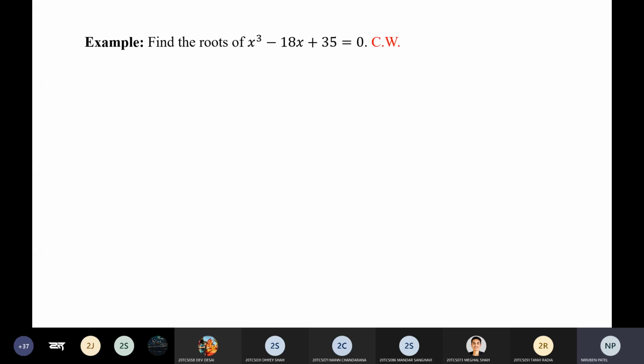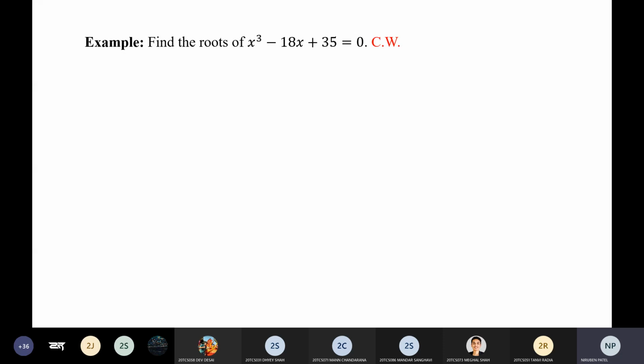Okay, write down this example. Find the roots of x cube minus 18x plus 35 equal to 0. So first step, we have to check the x cube coefficient. If it is 1, then directly we will do the next step.